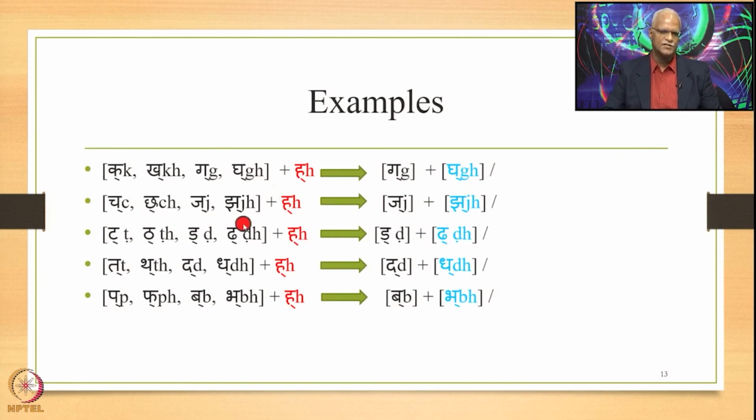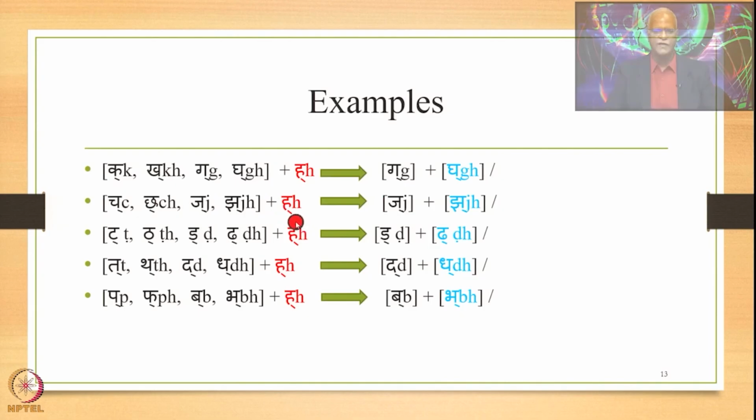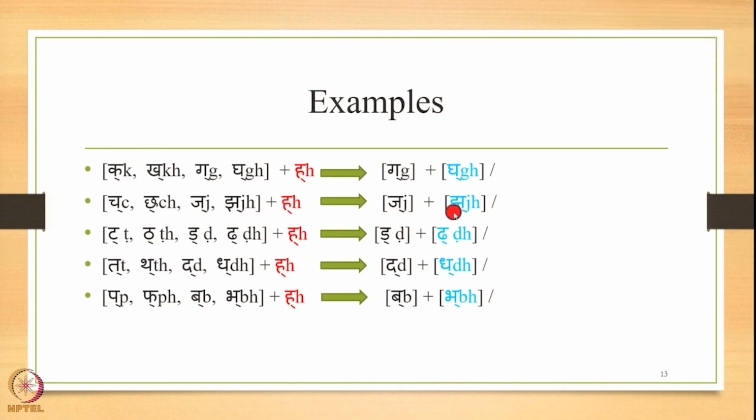Then we have cha, chha, ja, jha plus ha as the input. Jhalam Jashante applies and substitutes all these 4 by the third, namely ja, and Jhayohonyatarasyam applies and substitutes this ha by jha.